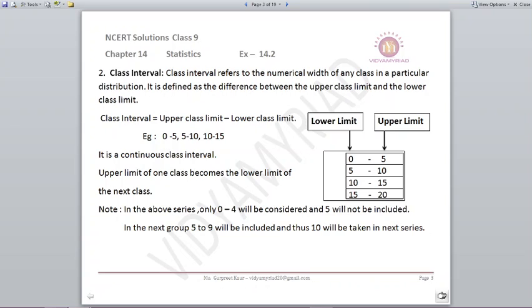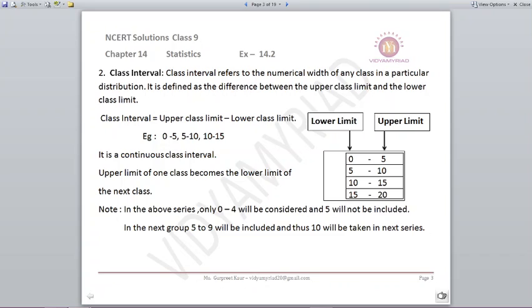Another important thing you need to know here is that the upper limit of the first class interval becomes the lower limit of the next class. If you see in the table, for 0 to 5, 5 is the upper limit. In the next row, 5 has become the lower limit. Then 10 is your upper limit. In the next row, 10 becomes the lower limit. So you will not include the numbers of the upper limit in that data.